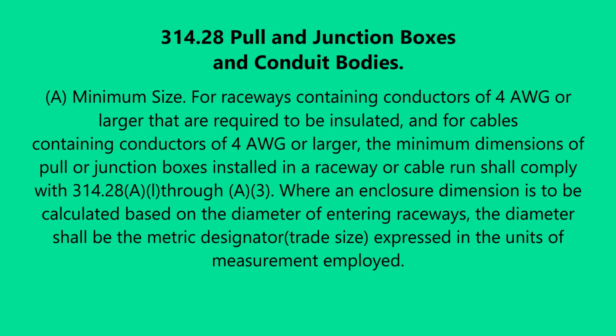Code Section 314.28 is used for the selection of boxes and conduit bodies that are used for conductor sizes 4 AWG and larger. Section 314.28(A) states, for raceways containing conductors of 4 AWG or larger that are required to be insulated, and for cables containing conductors of 4 AWG or larger, the minimum dimensions of pull or junction boxes installed in a raceway or cable run shall comply with 314.28(A)(1) through (A)(3).